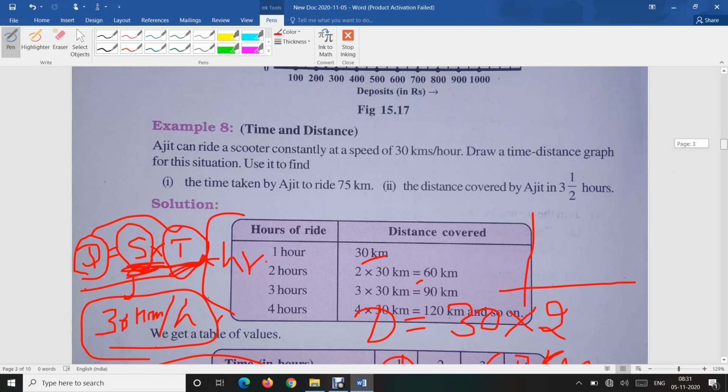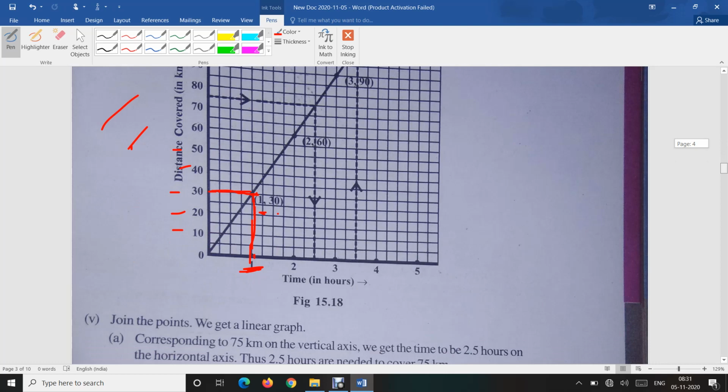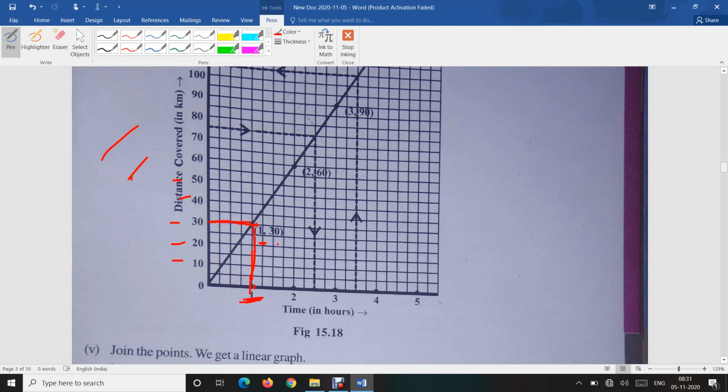Then you will take 2 hours on the time axis. Not here, here it will be 2. When you meet it at 2, draw a perpendicular which falls on 2, and here you have 60. So this will be the point where 2 and 60 meet. In a similar way you can draw the graph for all the questions.